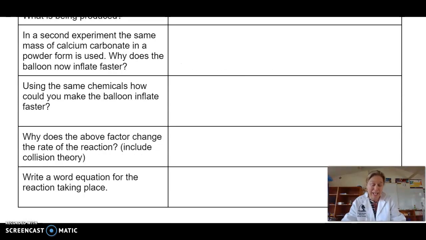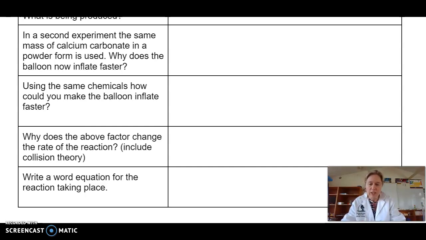So what I want you to think about now, apart from changing the surface area, is what other things we could have done to make the balloon inflate faster. Think about the other factors that affect a rate of reaction and list them in the table. Then when you've chosen one, can you explain why that would increase the rate of the reaction and include the collision theory? So think about if it's concentration, are there more particles present, therefore more collisions will be formed? If it's temperature, think about the energy that the particles have, making more collisions and with more energy.